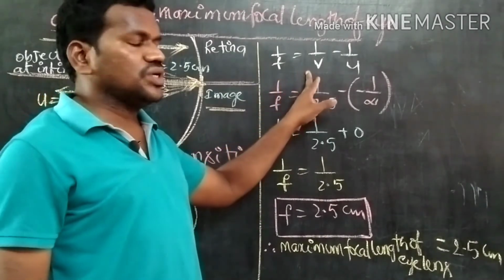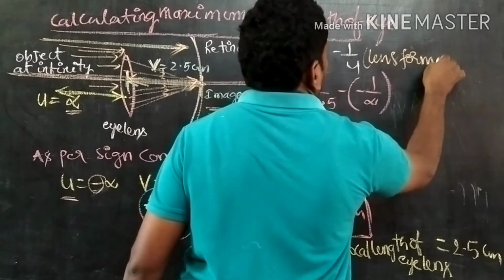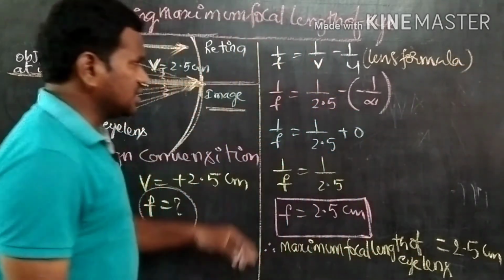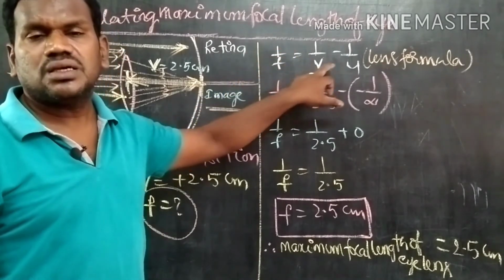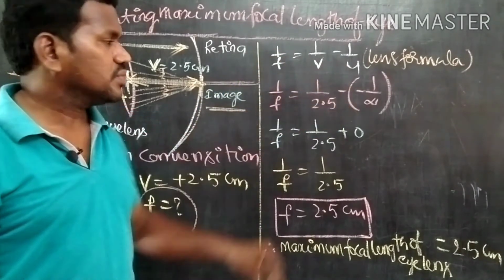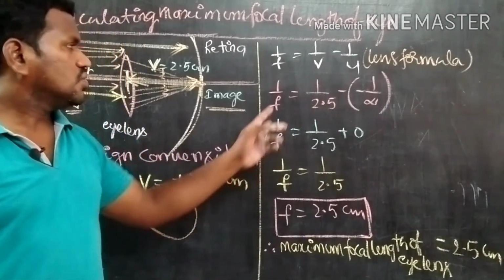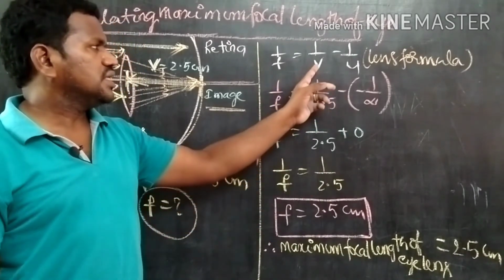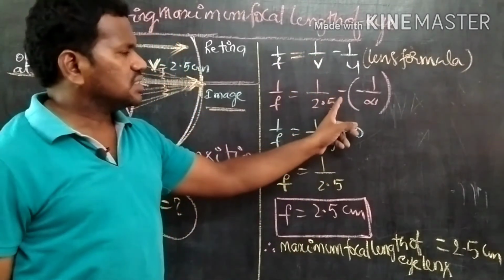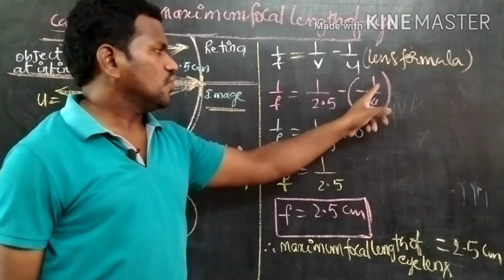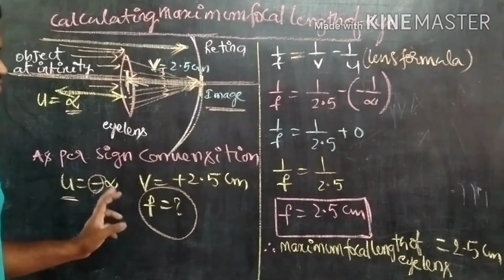Now we know this formula is called the lens formula. What is the lens formula? 1 by f is equal to 1 by v minus 1 by u. Now let us apply all the values in the lens formula. 1 by f is equal to, instead of v we should write 2.5 centimeters, minus of minus 1 by infinity. Why? Because instead of u we should write infinity.